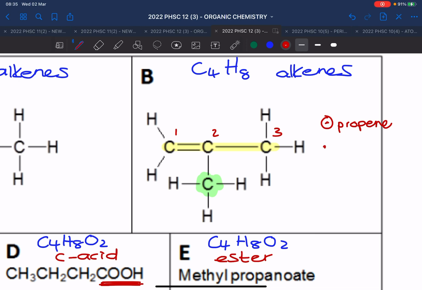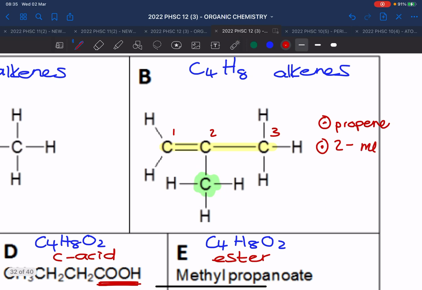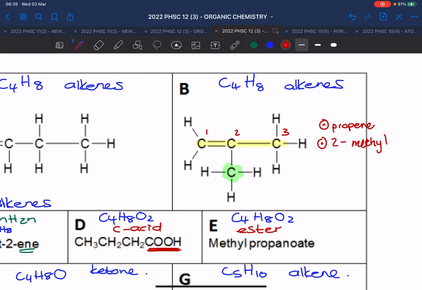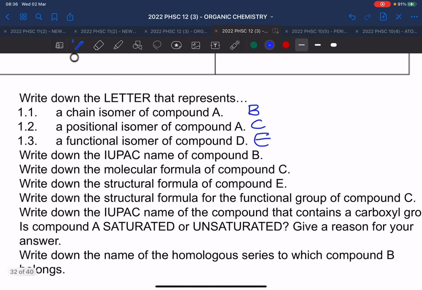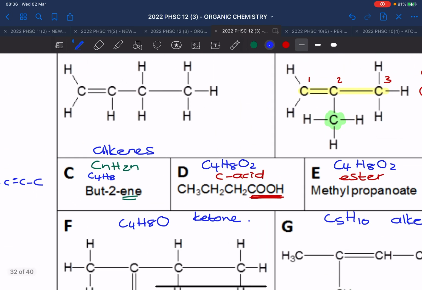And then you see you have your side chain. On the second carbon, you have a side chain. So on the second carbon, I have what? How many carbons are there? 1, so it's methyl. Okay, so you put them together. I'm just going to go to my question. So that will be 2-methylpropene. Alright, then they ask, write down the molecular formula for compound C. We already did that. There is my molecular formula for compound C.